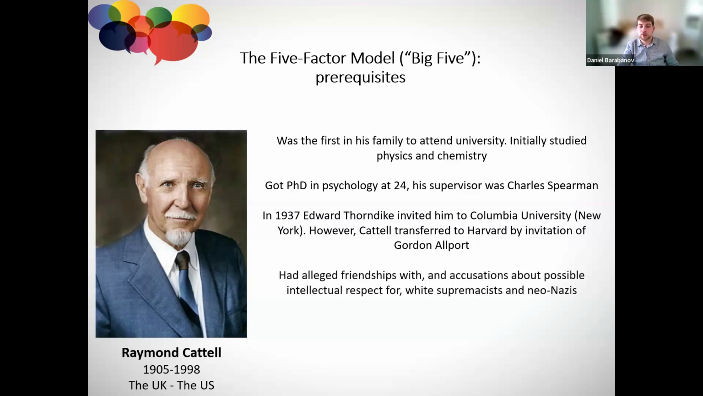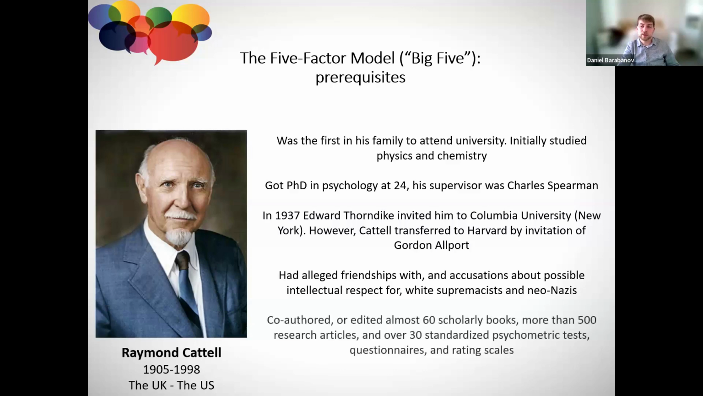He had alleged friendships with, and there were accusations about possible intellectual respect for, white supremacists and neo-Nazis. Unfortunately, Cattell was also involved in these ambiguous ethical situations and was suspected of believing in white supremacy theories, which is a less clear situation compared to Eysenck, but still very troubling and worrying. He co-authored and edited around 60 books and 500 research articles. It's less than Eysenck, but still an astonishing number of publications.